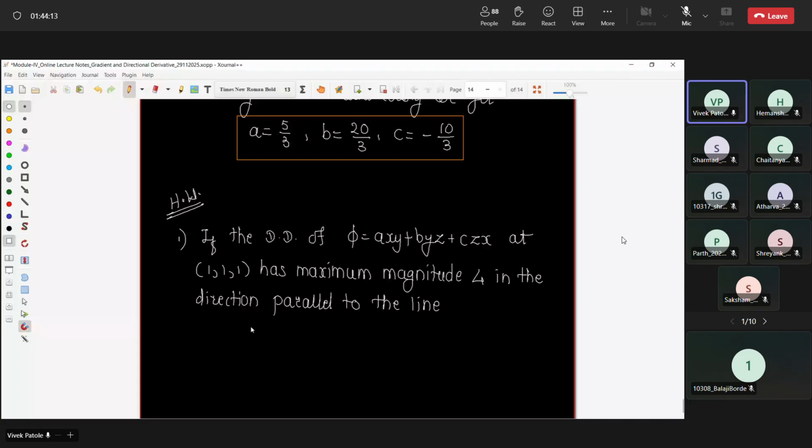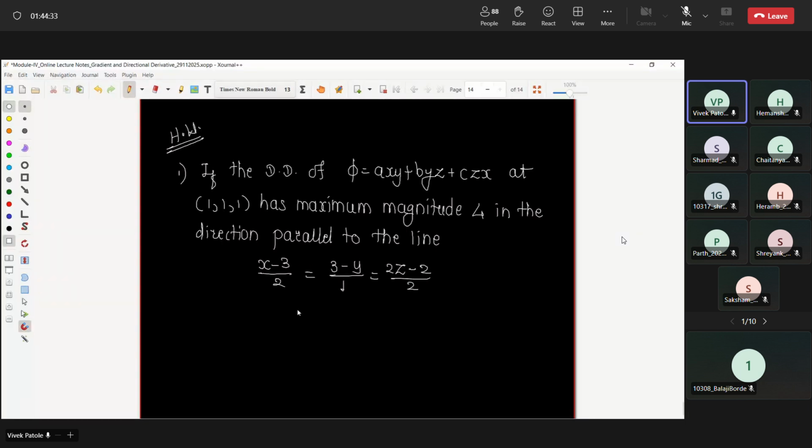x minus 3 upon 2 equal to 3 minus y upon 1 equal to 2z minus 2 upon 2. Okay, 2z minus 2 upon 2. Find the values of A, B, C.